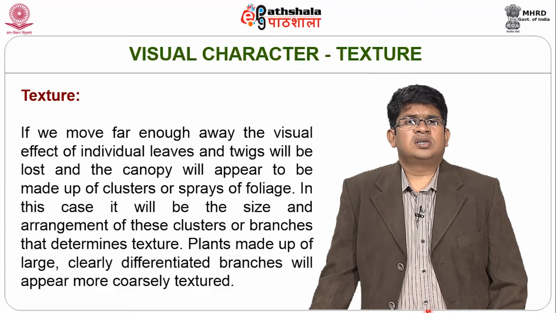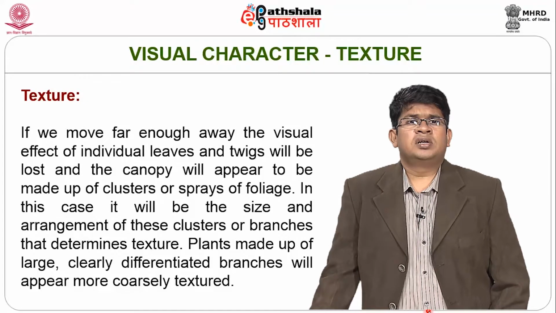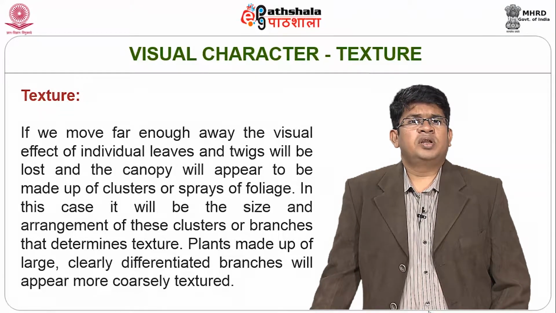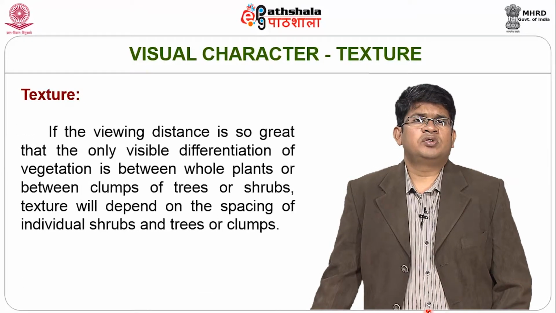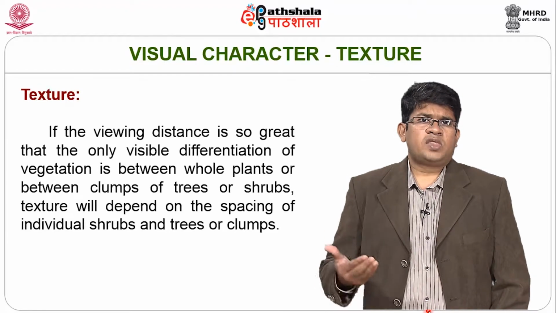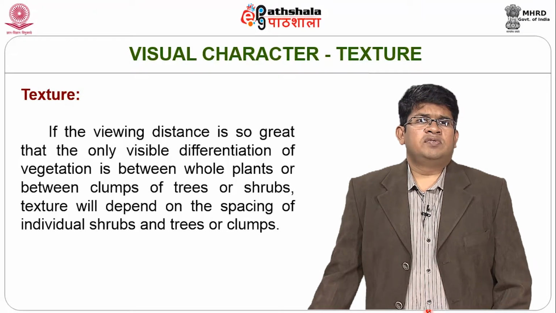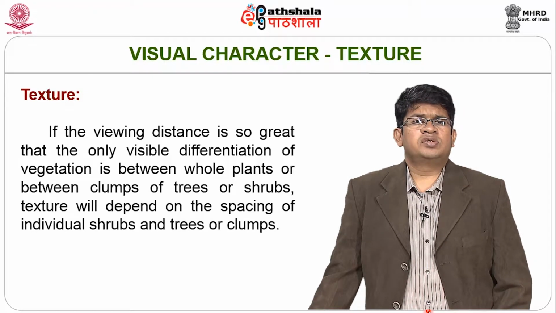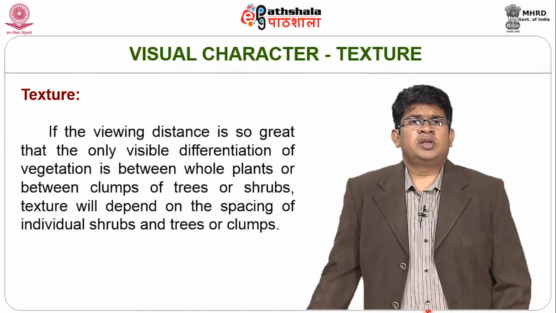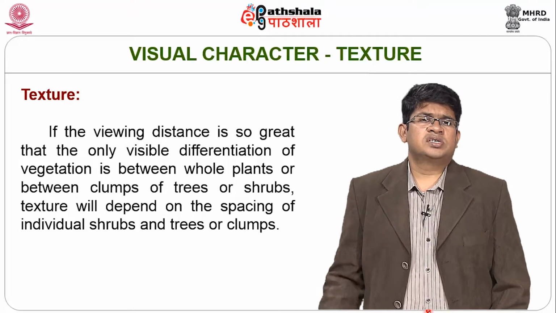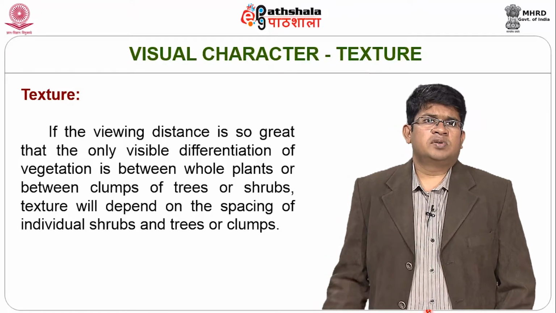Plants made up of large clearly differentiated branches will appear more coarsely textured. So, depending on the leaf size and patterns, we could understand what kind of texture is there in the particular plant. If the viewing distance is so great that the only visible differentiation of vegetation is between whole plants or between clumps of trees or shrubs, texture will depend on the spacing of individual shrubs and trees or clumps. Okay, so it's the viewing distance that matters and how we perceive a particular texture.